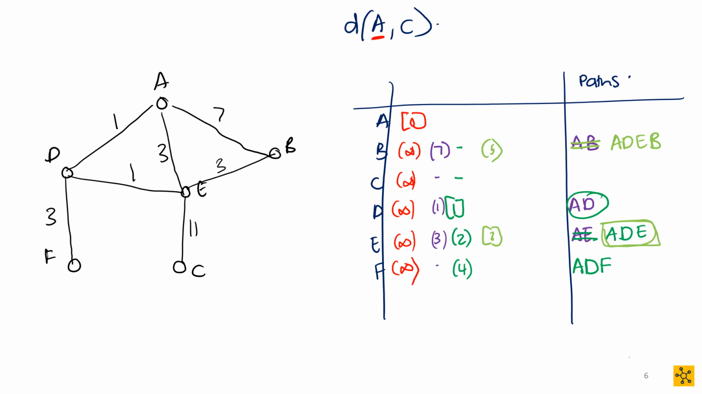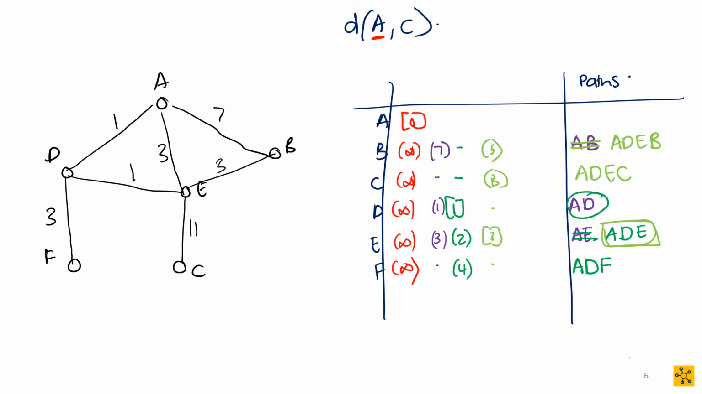Is E connected to C? Yes, so let's go. Anything is going to be smaller than infinity in this case. So we have 2 plus 11 gives us 13. So we update its temporary label to 13. And again, we take ADE and we add the C to it. Okay, we move on. D is already at its potential, so we don't care about it. We move on to F. Is F connected to E? No, so we leave its temporary label as is.